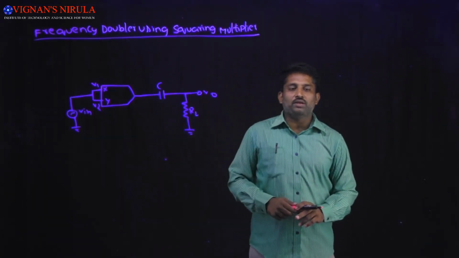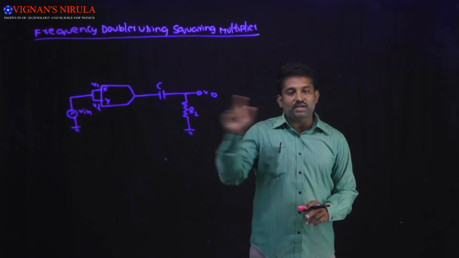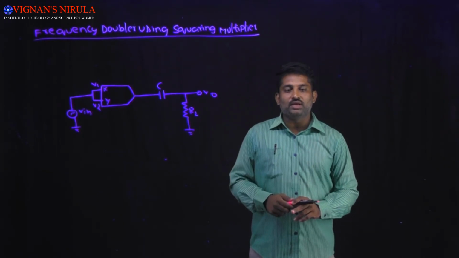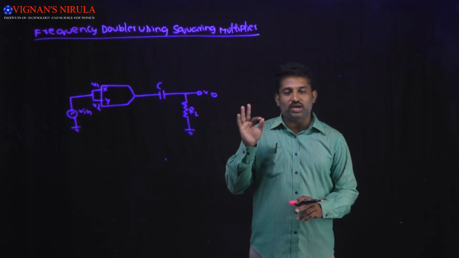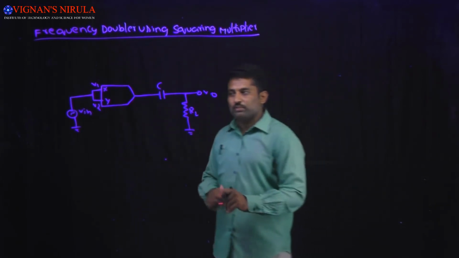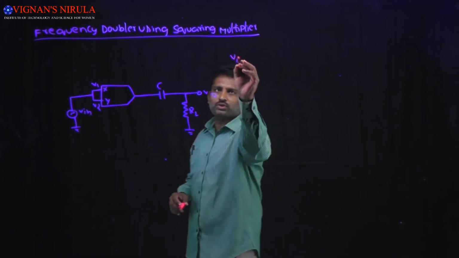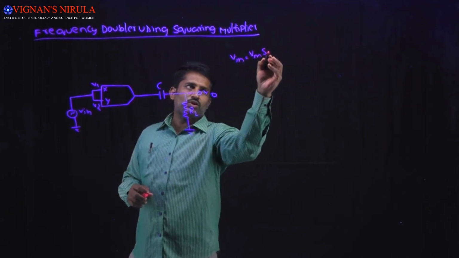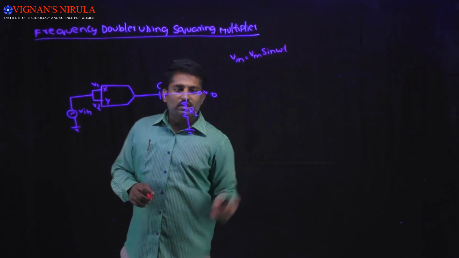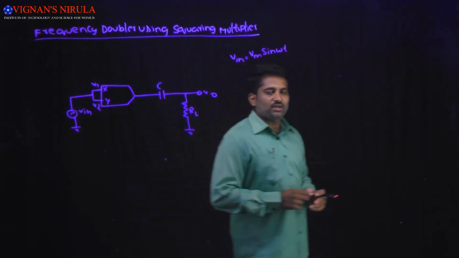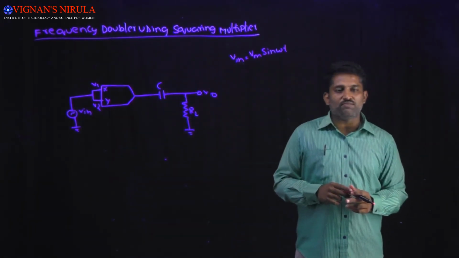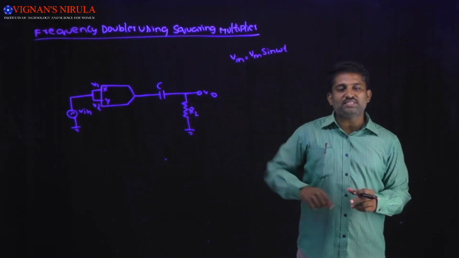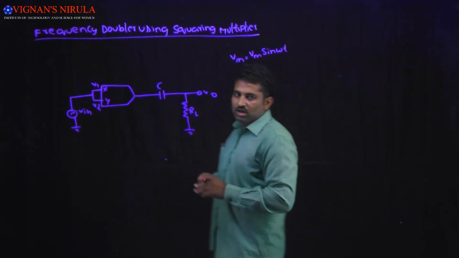Frequency doubler using squaring multiplier circuit. Here both the inputs are connected together and the same input voltage is applied to both the input terminals. So here I am going to consider Vin is equal to Vm sin omega t. In the previous case, we considered both inputs having the same frequencies but different amplitudes and phase angles. In this case, all are the same.